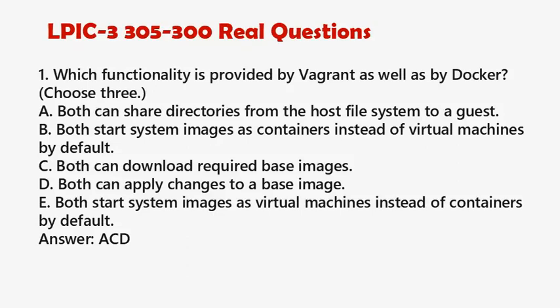1. Which functionality is provided by Vagrant as well as by Docker? Choose 3. A. Both can share directories from the host file system to a guest. B. Both start system images as containers instead of virtual machines by default. C. Both can download required base images. D. Both can apply changes to a base image. E. Both start system images as virtual machines instead of containers by default. Answer: A, C, D.